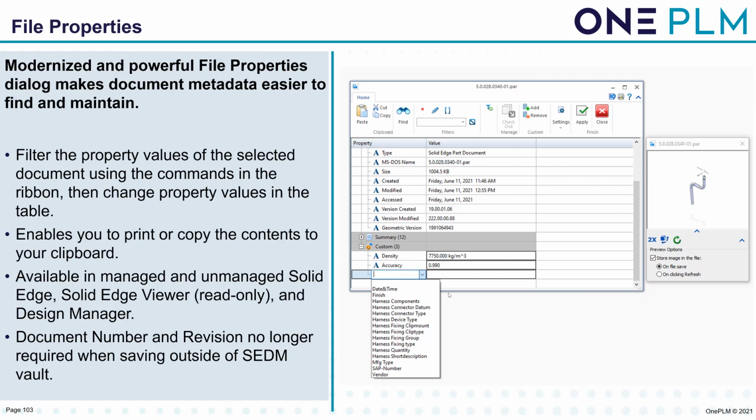File properties. If you use Team Center, or if you've used Team Center, you'll recognize this as the Team Center properties dialog box. We're now trying to make it look more up to date. It gives us our file properties and our document metadata, easier to find and maintain. We can filter the property values of the selected document using the commands in the ribbon, then change property values in the table. It enables you to print or copy the contents to your clipboard. Available in managed and unmanaged Solid Edge, Solid Edge Viewer read-only, and Design Manager. Document number and revision are no longer required when saving outside of the Solid Edge Data Management Vault.